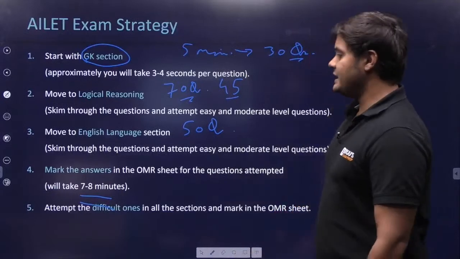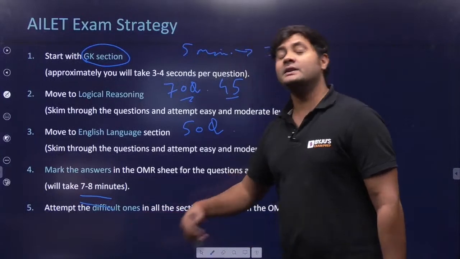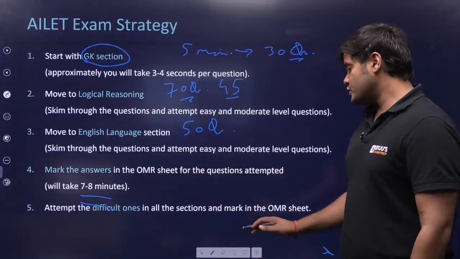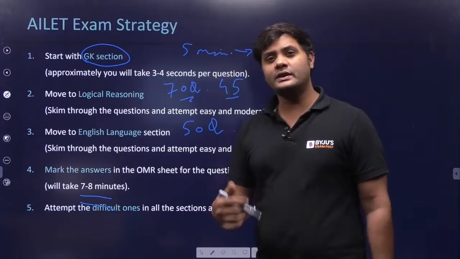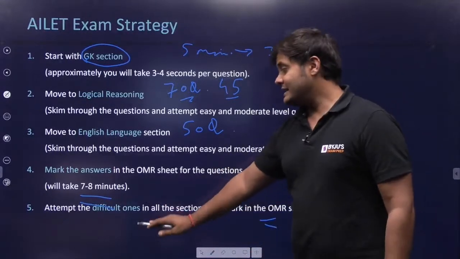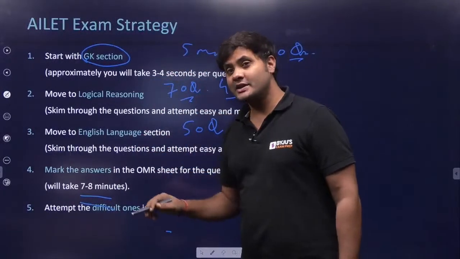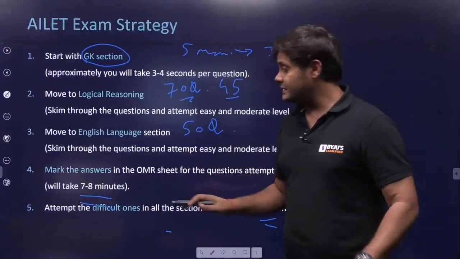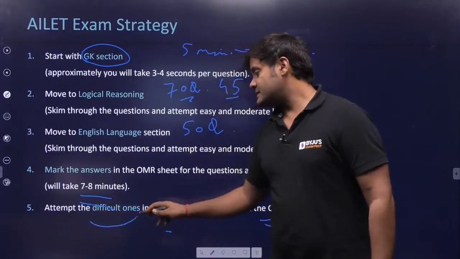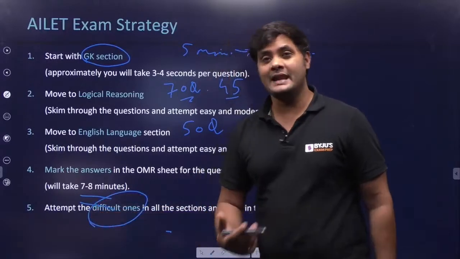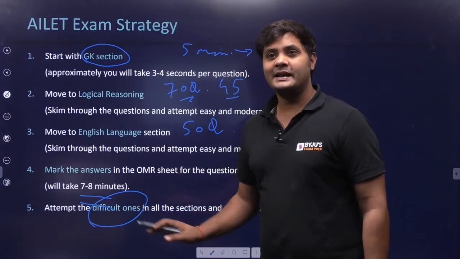Every one of you have tried what works the best for you. Attempt the difficult questions and the difficult sections also, and mark in the OMR sheet, right? So the difficult questions have to be done towards the end. As we can see, this is the order: GK, logical reasoning, English, then make sure everything that you have attempted is marked, and then the difficult ones are to be done when you have time left. So make sure that you fulfill this at every cost.